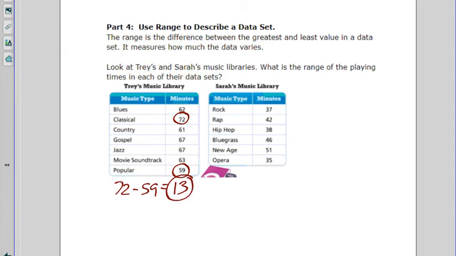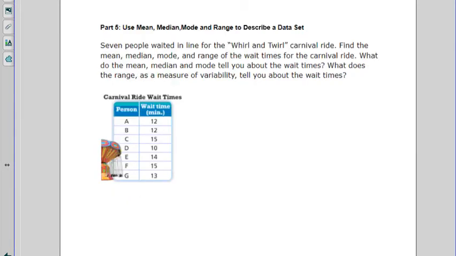For Sarah's music, why don't you go ahead and give that a try yourself. Find the largest value, the smallest value, subtract them, and calculate the range for Sarah. All right, now we're going to use all of them to describe this data set.